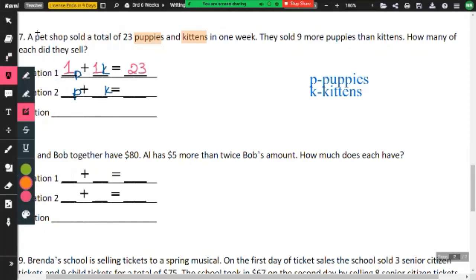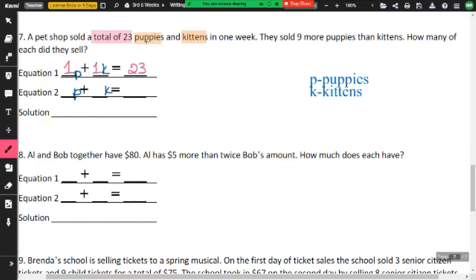Sold a total of 23 puppies and kittens. But the other one is the one that we have to translate. They sold a total of, so it's equal, 9 more is plus, than is that turnaround phrase. Now, since I didn't have a variable on this side, I have to bring my equation out before I continue. What do you have more of? Ask yourself, what do you have more of? What do you have less of?